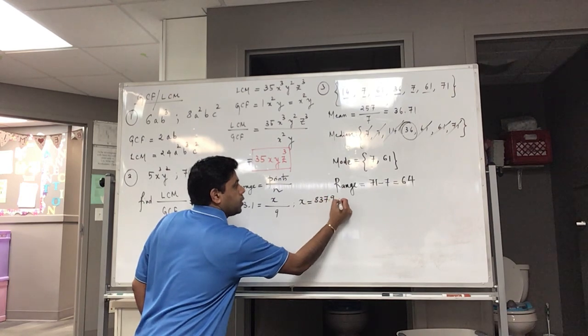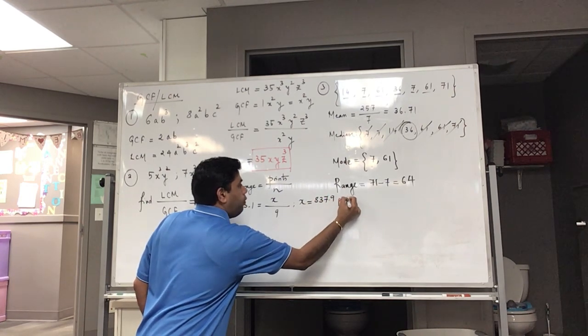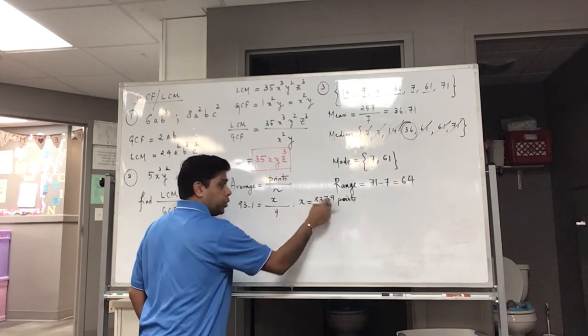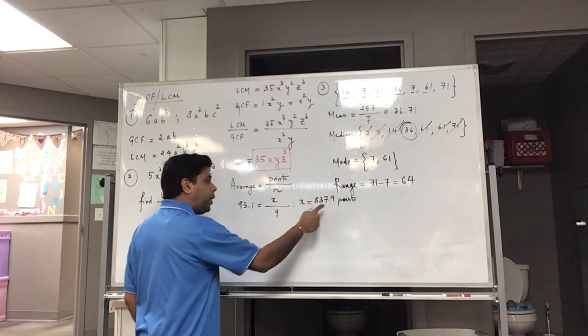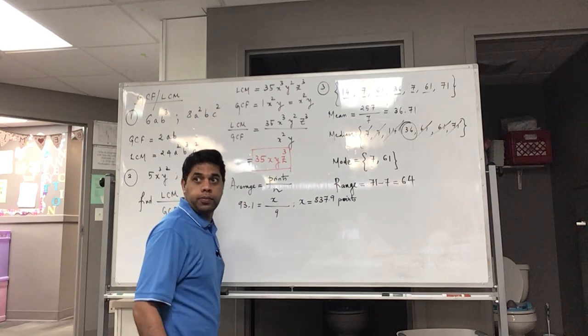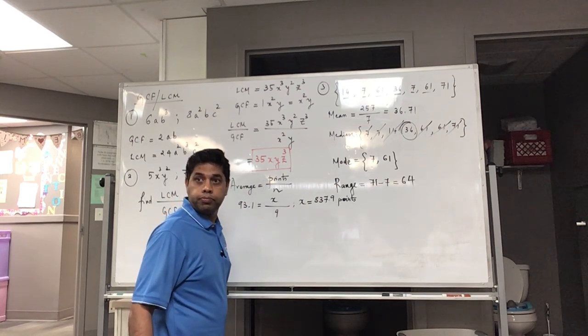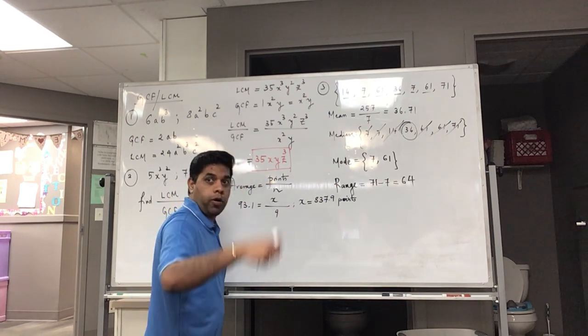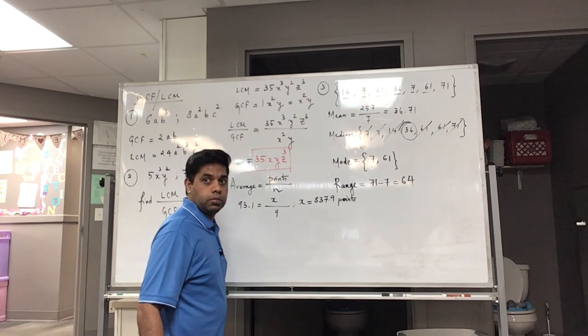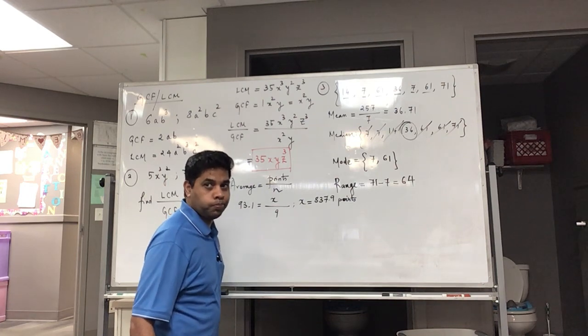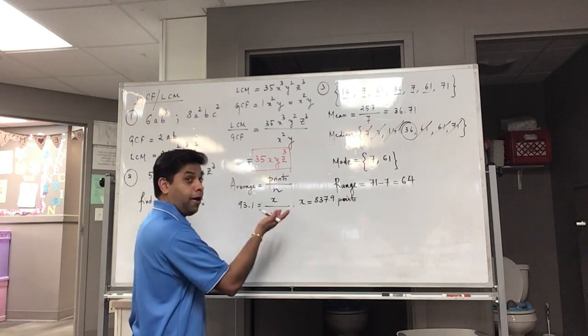837.9 points. So after the end of 9 tests, this is how many points he should get. How many got to this point? Raise your hands. Do the thumbs up if you're online. I don't see a whole lot of people. This is the average. That's what I'm talking about.